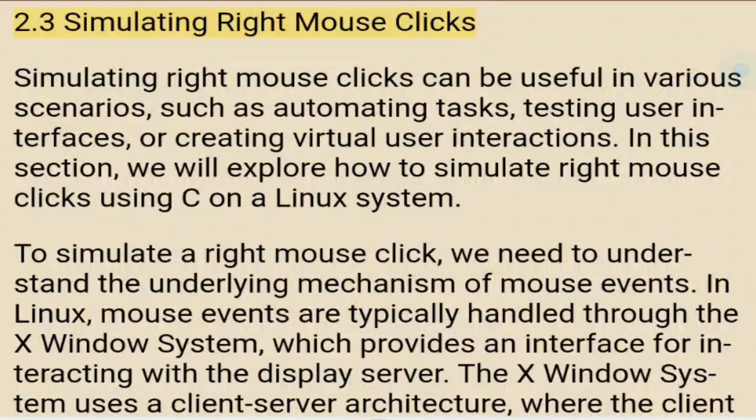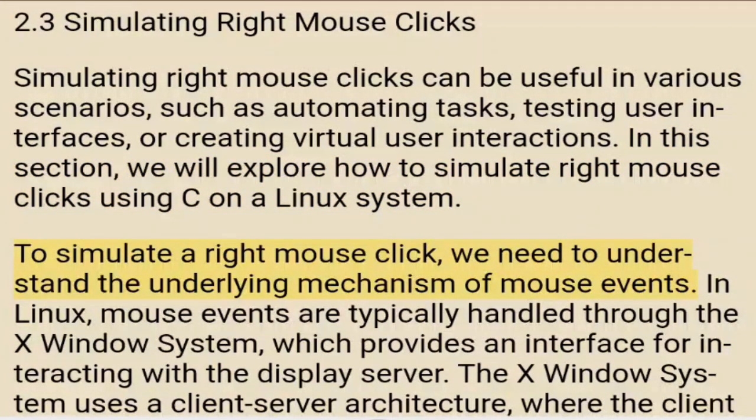2.3 Simulating right mouse clicks. Simulating right mouse clicks can be useful in various scenarios, such as automating tasks, testing user interfaces, or creating virtual user interactions. In this section, we will explore how to simulate right mouse clicks using C on a Linux system.